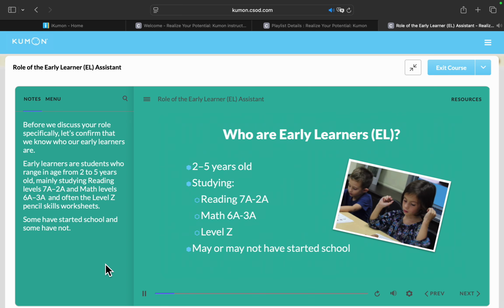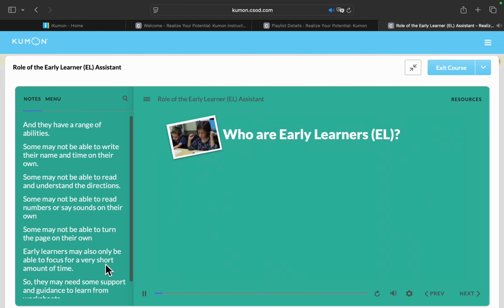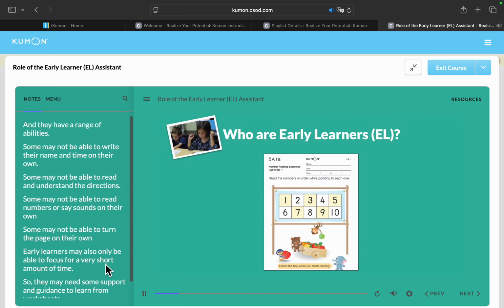Before we discuss your role specifically, let's confirm that we know who our early learners are. Early learners are students who range in age from 2 to 5 years old, mainly studying reading levels 7A to 2A and math levels 6A to 3A, and often the Level Z pencil skills worksheets. Some have started school and some have not. And they have a range of abilities.